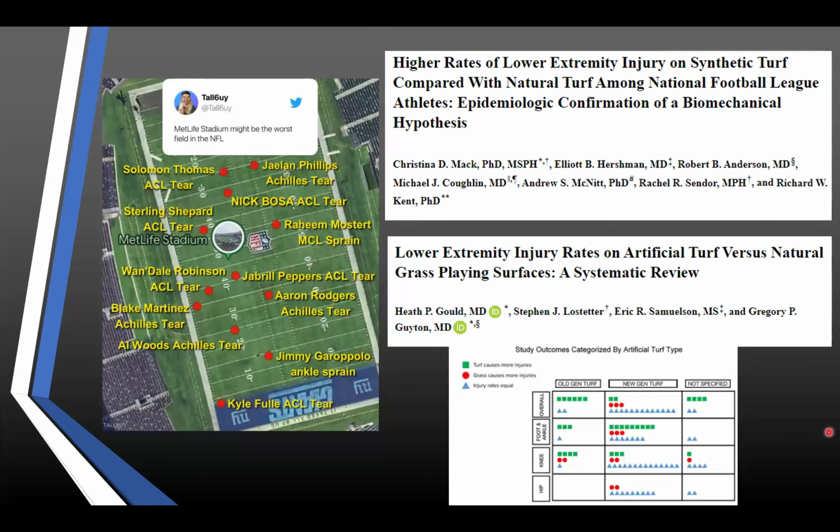So in the end, it might make a difference for the elite athletes, as they're bigger and stronger. They can generate much more force onto the field, and maybe that does play a role. For the local high school athletes, it doesn't seem that turf is causing a big role in increasing injury rates.